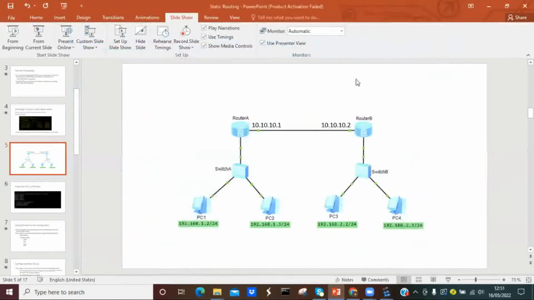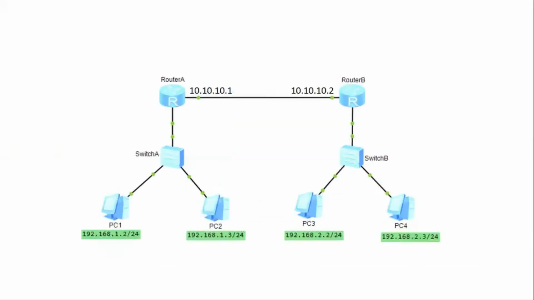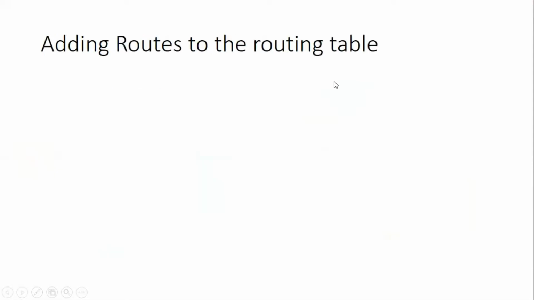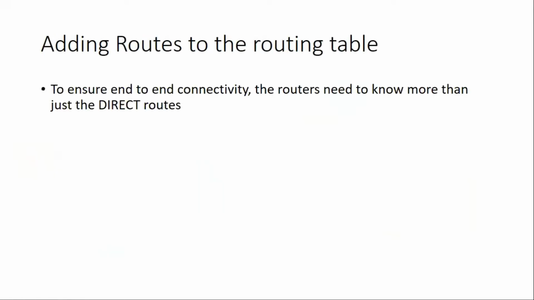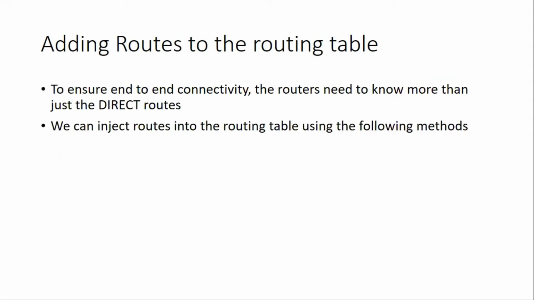So what do we do? We need to add more routes into the routing table of router A so that it's able to forward data appropriately. So we need to inject routes into the routing table of router A. So how do we inject routes? We can inject routes using the following methods.